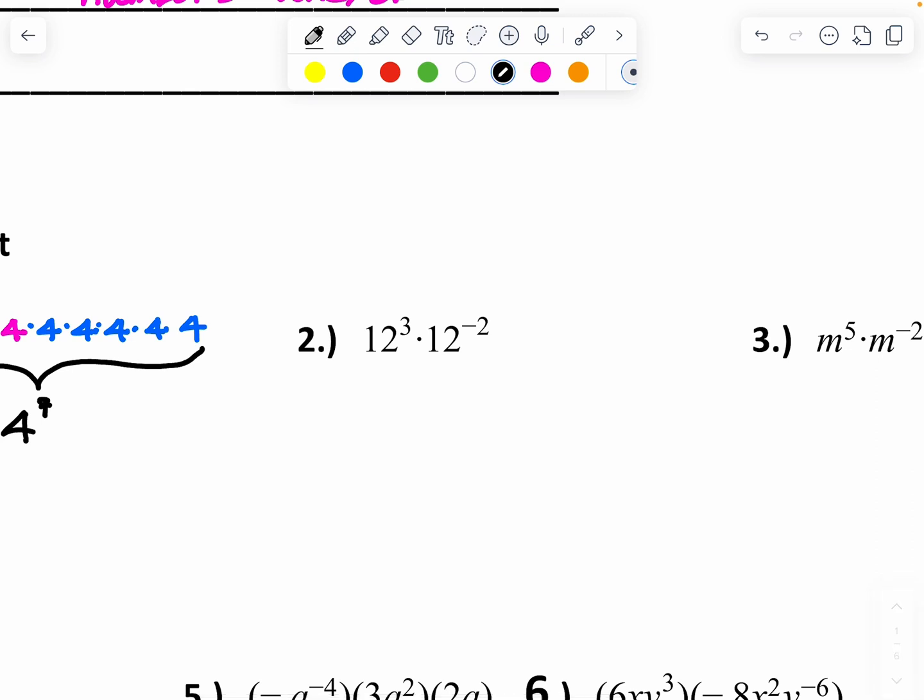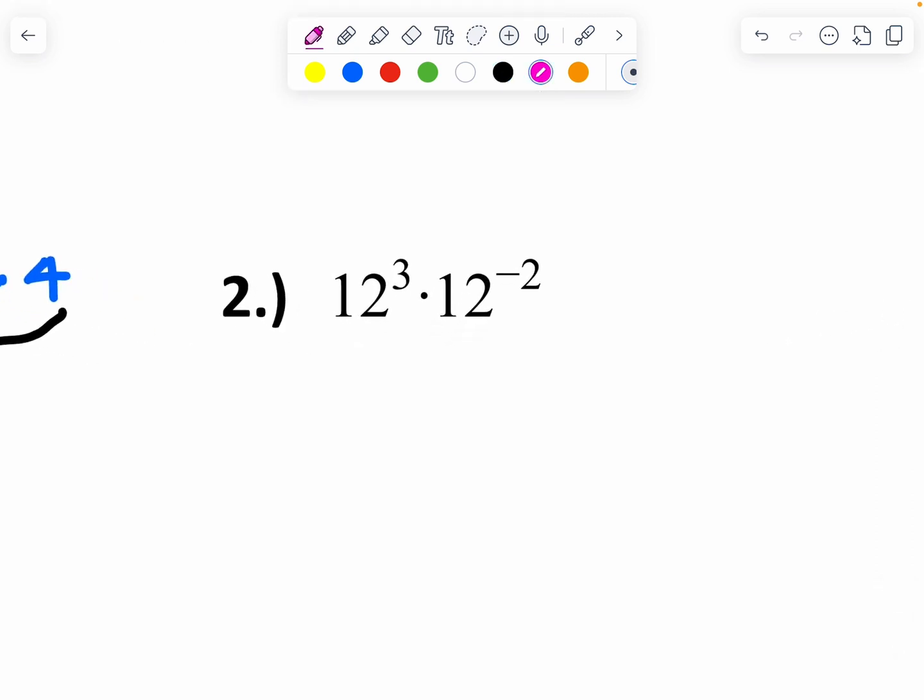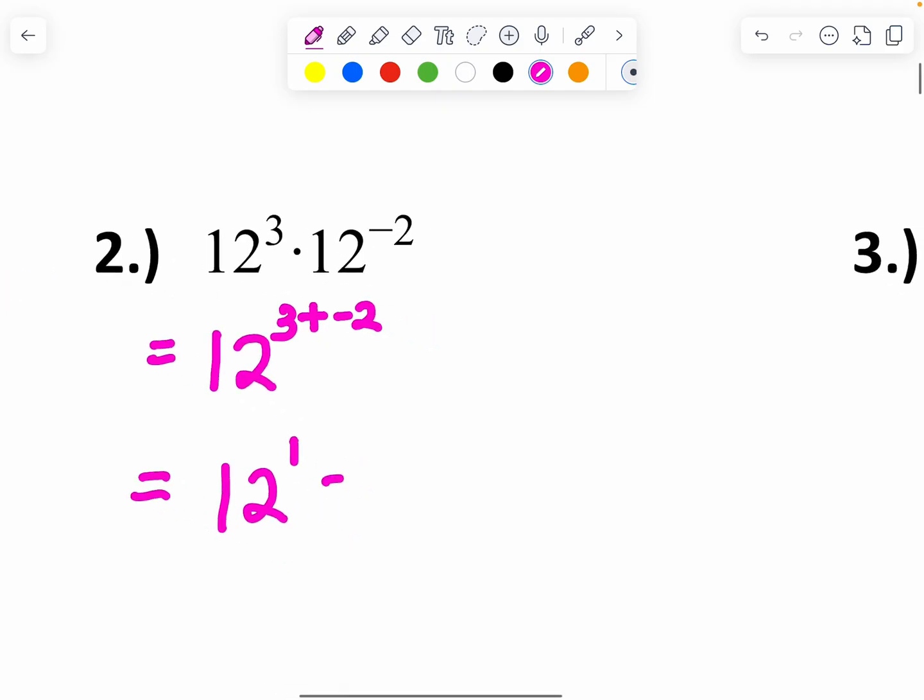So we're just gonna use the rule without expanding it, okay? So this one we have same base of 12. Add the exponents, it's 3 plus negative 2. Be careful with the negative. So this is 12 to the power of 1, and that's it. Or you can just write this as 12 because it's kind of silly to do 12 to the power of 1.